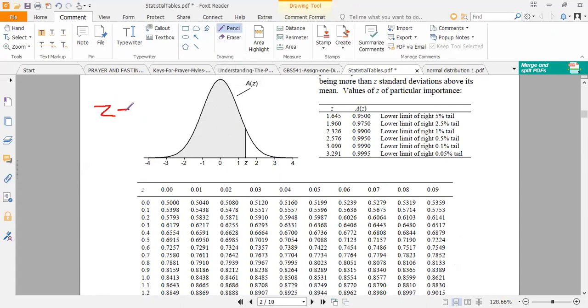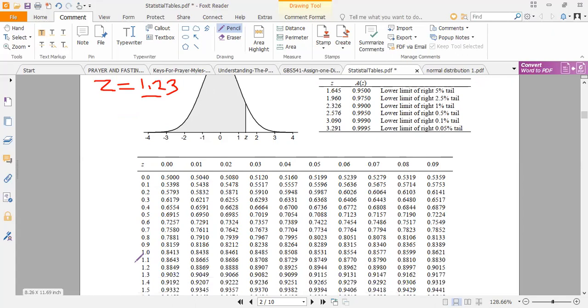1.23. So we're starting at 1.23 somewhere here. You get the first two numbers here on the horizontal, on the Z value, 1.2, and 0.03. This last number should come from here, 0.03. Where they meet here, this is 0.8907.